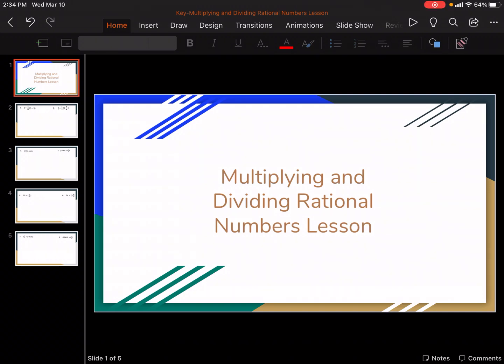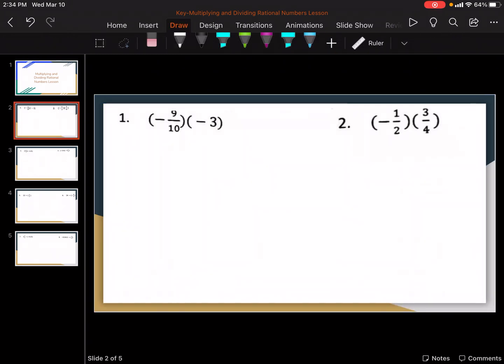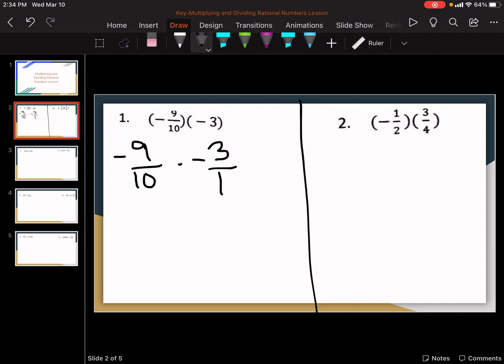Hey guys, in this video I am going to show you how to multiply and divide rational numbers. So I'm going to divide my page in half. We have negative 9/10 times negative 3 over 1.